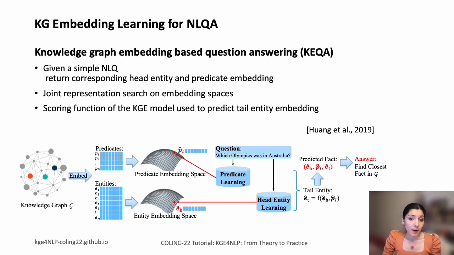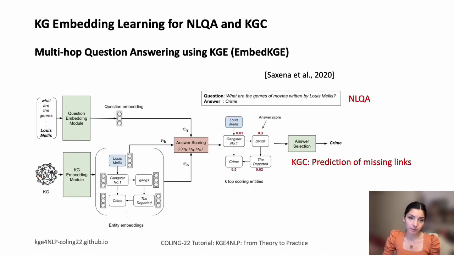They achieve this by performing a joint search of representations both at the KGE embedding space and the entity and the predicate embedding space that they learn from the natural language questions. Finally, the scoring function of the KGE embedding model is used to predict the tail entity embedding, which is mapped to the closest triple fact in the KGE, since this method does not involve prediction of missing facts.